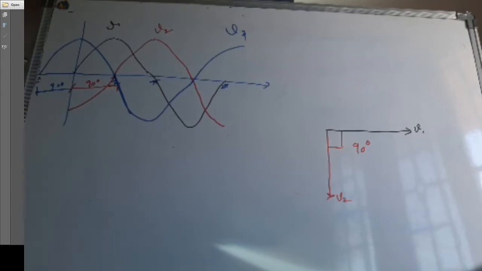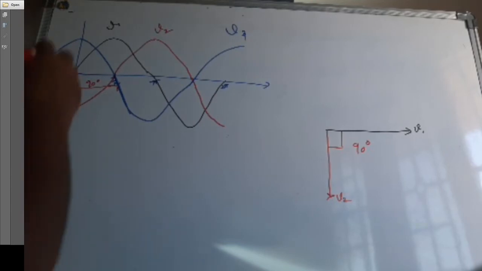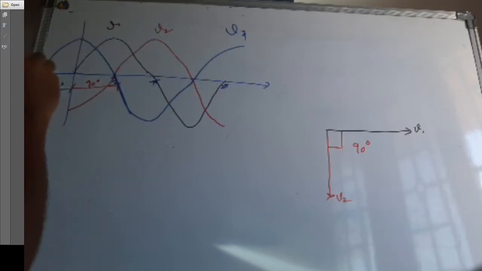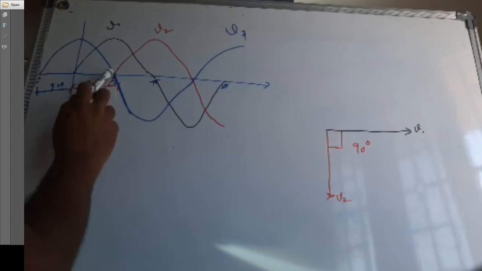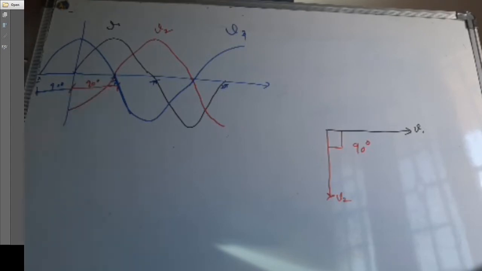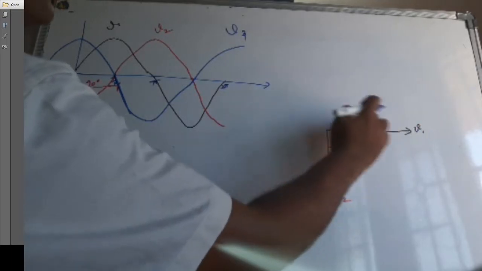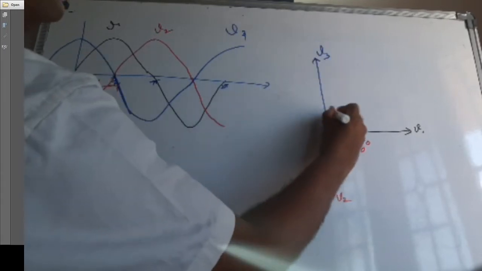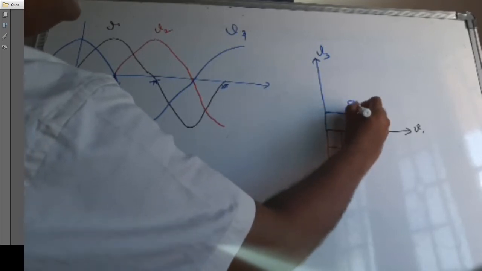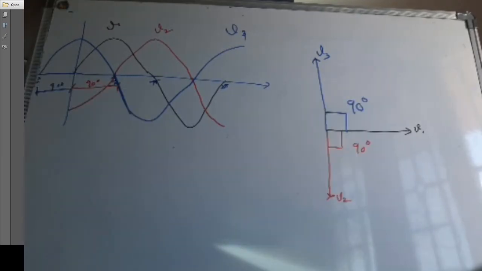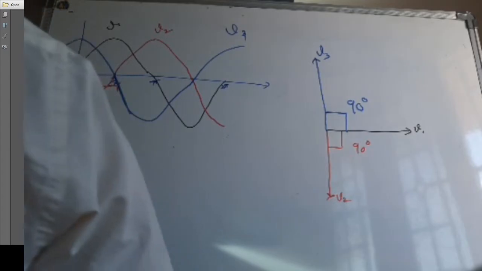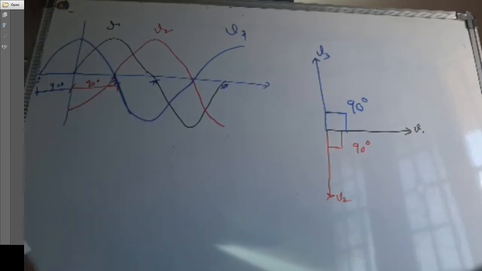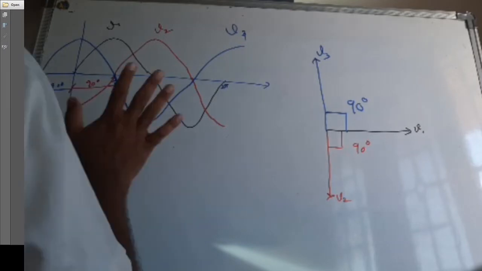What about the case here? You can see that V3 lags V1 by an angle of 90 degrees, or V3 lags V2 by an angle of 90 plus 90, which is 180. How can I represent V3? Yes, draw this, because V3 lags by that angle. This is how we can represent two or three waveforms in a phasor diagram. It's very, very simple.